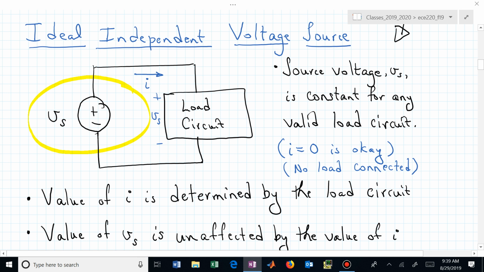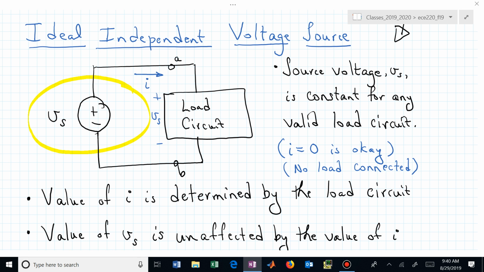And if we just had I equal to 0, that's okay. What's I equal to 0? No current flowing. What would that mean? What would that look like? Well, that means there's no load connected. We've simply disconnected. If we had nodes A and B, we would simply remove that load circuit, and that would give us an open circuit, and I would be 0. And that's okay for an ideal voltage source.